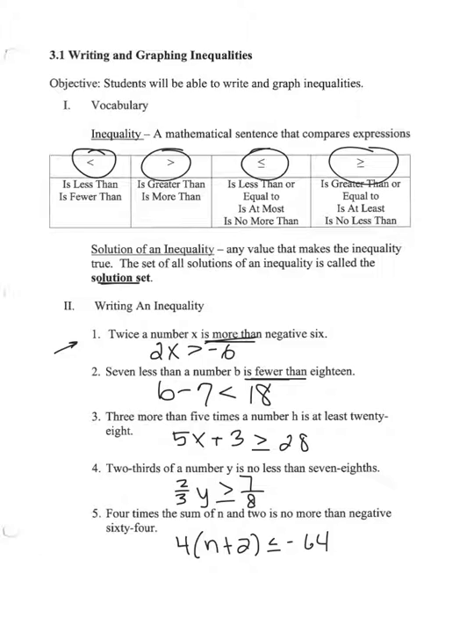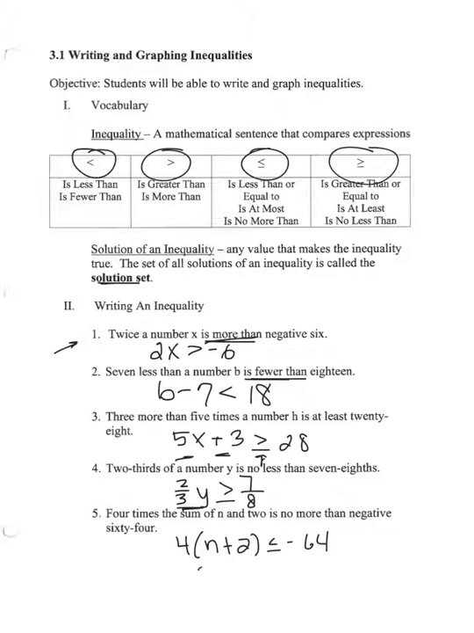So in number 3, you have 3 more than 5 times a number is at least, meaning it can be 28 or more. So it's at least 28, which means that you have to have the greater than or equal to, because it can be 28. 2/3 of a number y, so 2/3 times y, is no less than 7/8. So it can be 7/8 or anything greater than that. So it's the greater than or equal to symbol.